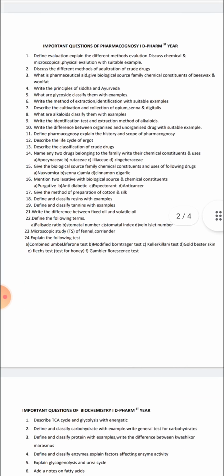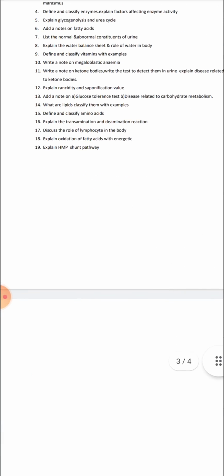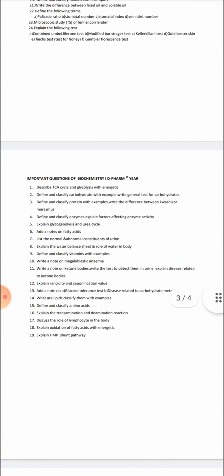So next, biochemistry is there. Overall 19 to 20 questions are there of biochemistry. Okay, these are the important questions of biochemistry, which have been frequently asked in the annual examination. So kindly take the screenshot and prepare accordingly.